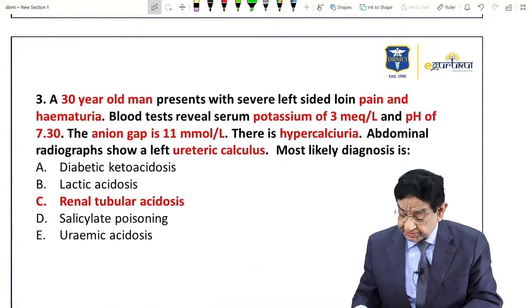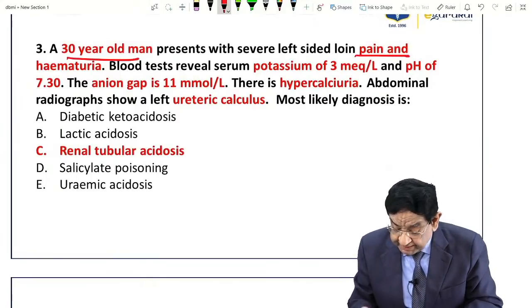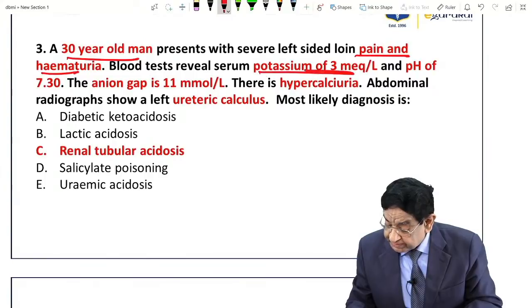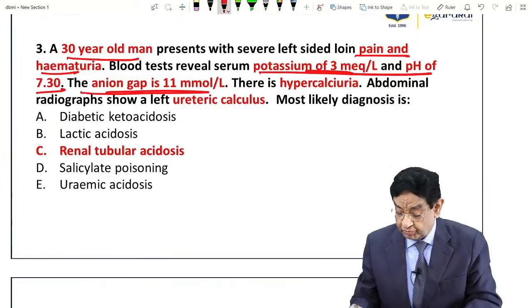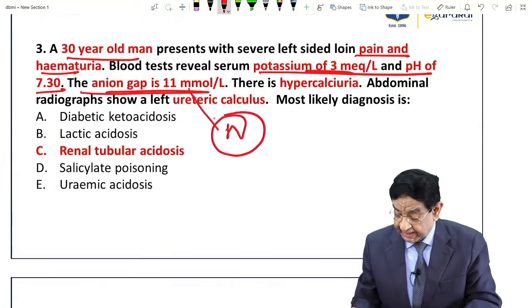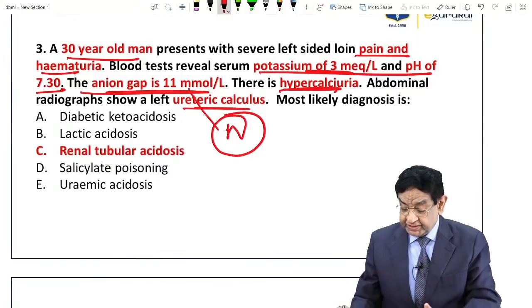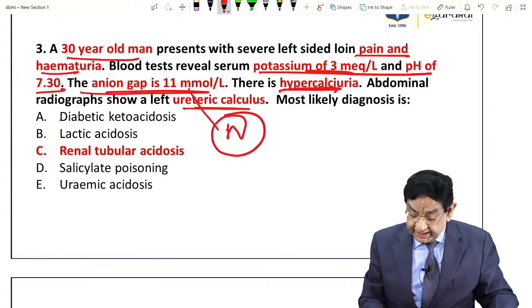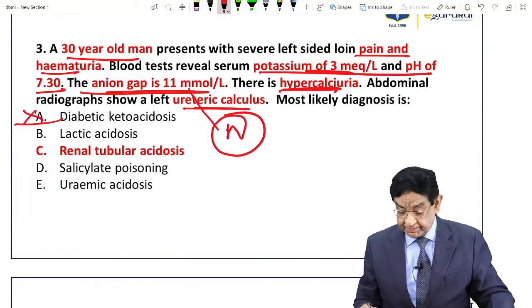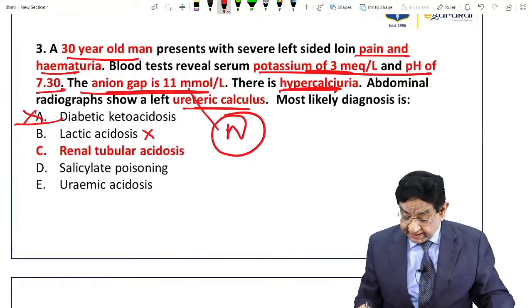Look into this question 3. A 30-year-old man with pain, hematuria, potassium 3, pH 7.3, anion gap 11. He has a normal anion gap. Hypercalciuria, ureteric calculi. What is it talking about? In DKA, first of all, anion gap is increased; here anion gap is normal, so ruled out. Lactic acidosis, anion gap is increased, ruled out. Ours is normal anion gap.